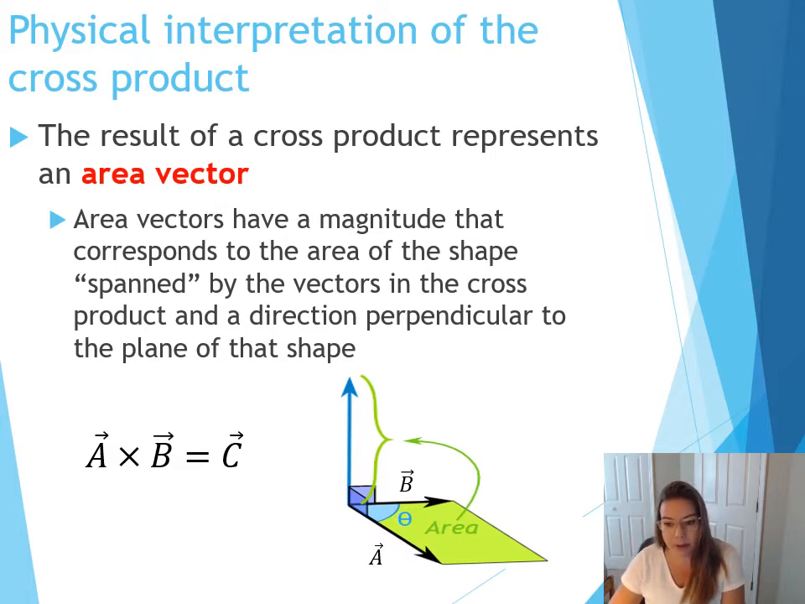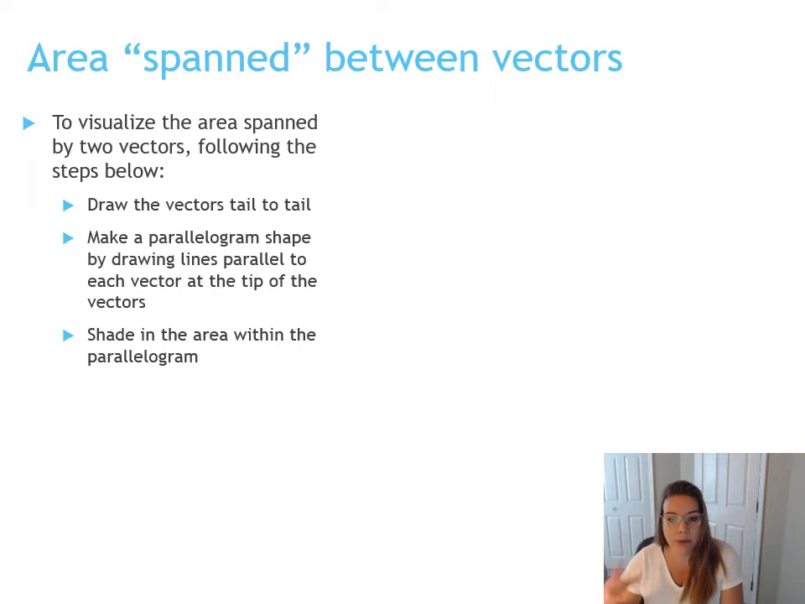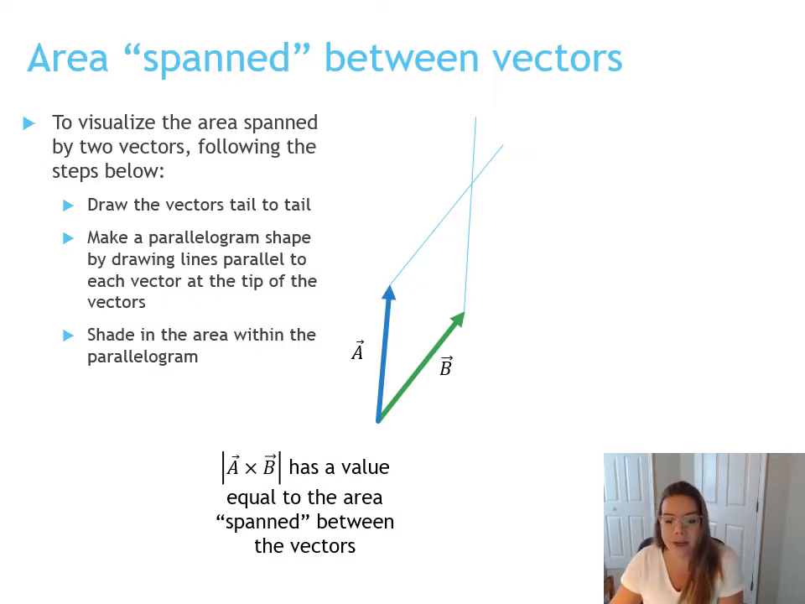So to give you another idea of what this phrase spanning means, if you need to visualize the area that's spanned between two vectors, you just want to follow these steps. You draw your two vectors tail to tail, and then you make a parallelogram shape that connects the vectors. So you draw two parallel lines, and then you can visualize that area. I created a parallel line to B and a parallel line to A, and I draw those parallel lines at the tips of A and B. And so the area that's encompassed between those parallel lines, that shape there, is the area that is spanned between vectors A and B.